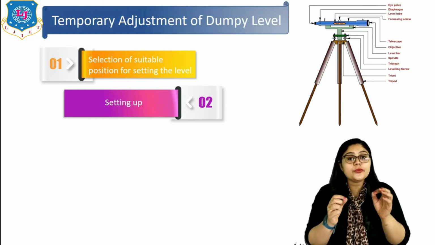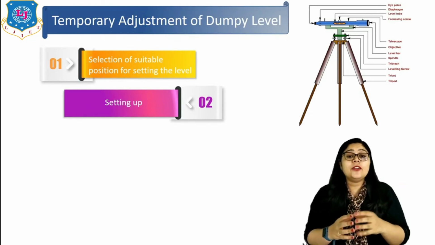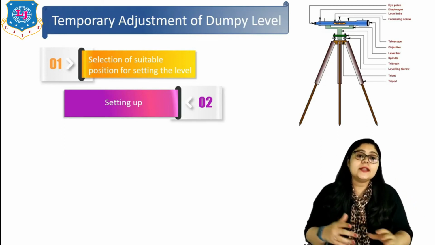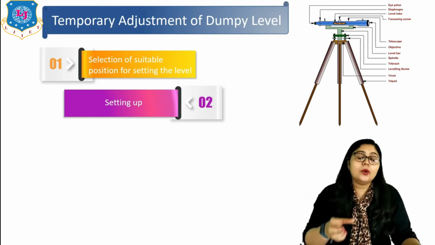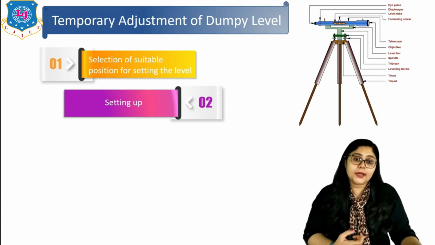As well as through the foot screws, we have to level the instrument in such a way that we can see in the bubble tube that our bubble is in center. So that is all about setting up this overall instrument, including tripod and the dumpy level, right?